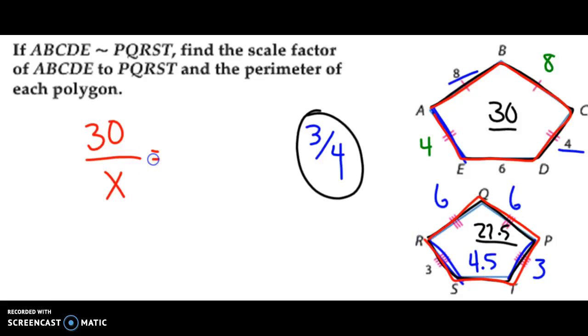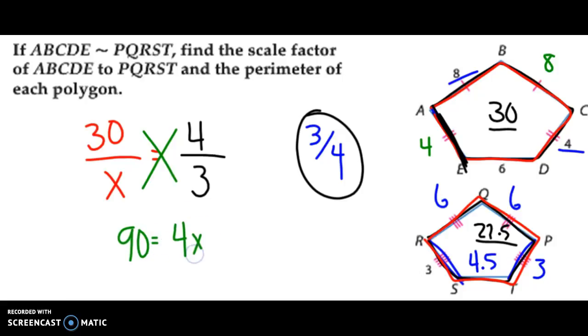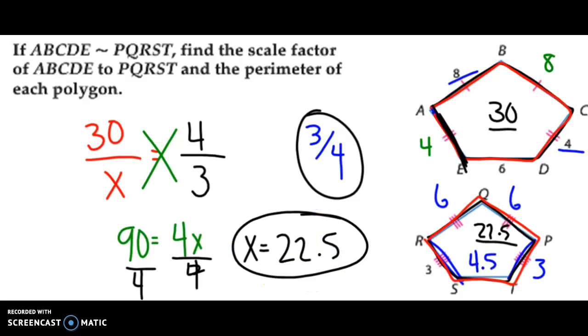Over x. It has to be the same as, well, in the big side, or in the big quadrilateral, or pentagon, it had a value of 4 for AE, and in my little one, it had a value of 3. If I was to cross multiply, 30 times 3 is 90. 4 times x is 4x. Divided by 4, divided by 4, x equals 22.5. That's another way you can solve it, since the perimeters also have to be proportional.